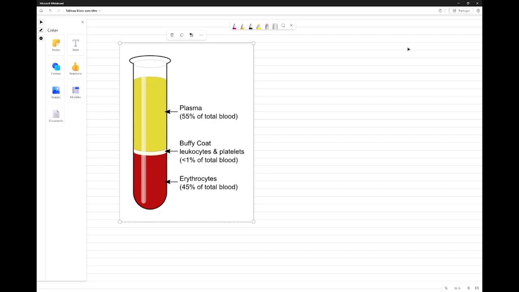We're going to have just blood plasma in one area. Then we're going to have a whitish coat, which consists of a lot of white blood cells, leukocytes, and platelets. And then a good amount of the blood is erythrocytes. So these show the sections, the components of blood specifically.